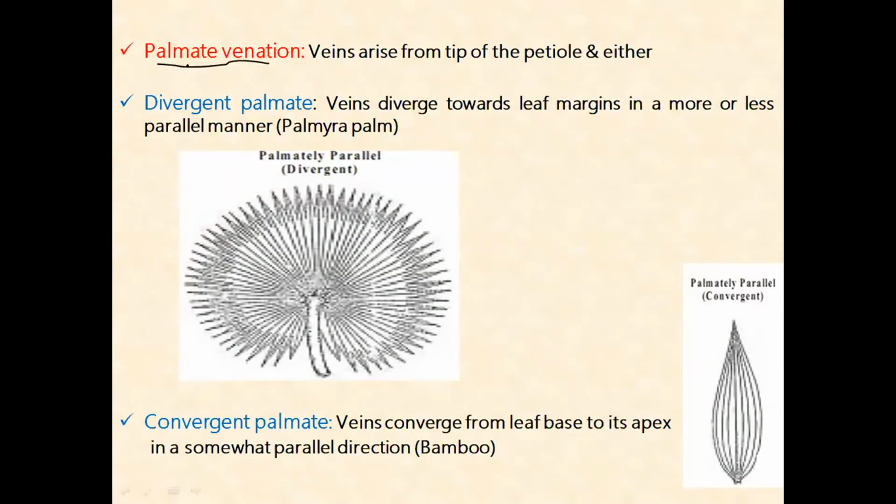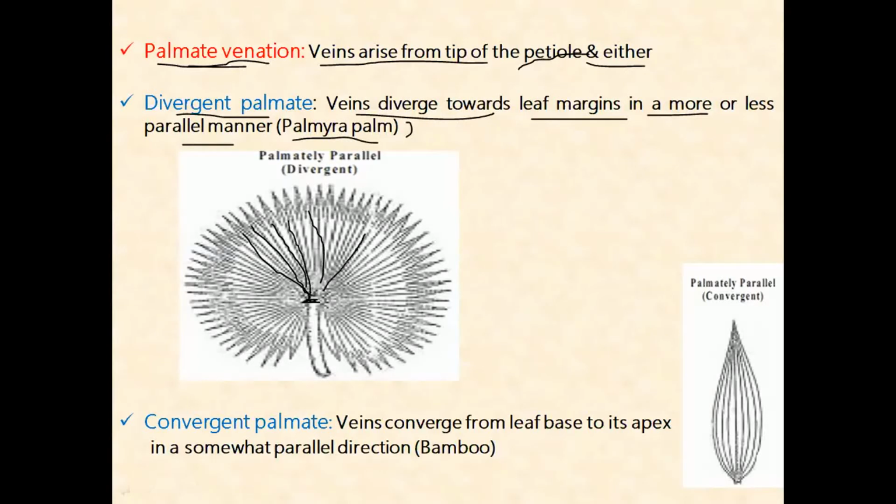And the next type of parallel venation is palmate venation. Here veins arise from the tip of the petiole, and it is also of two types. First, divergent palmate: the veins diverge towards the leaf margin in a more or less parallel manner. For example, it occurs in Palmyra palm. You can see here the veins arise from the tip of the petiole, and they run parallel to each other towards the leaf margin.